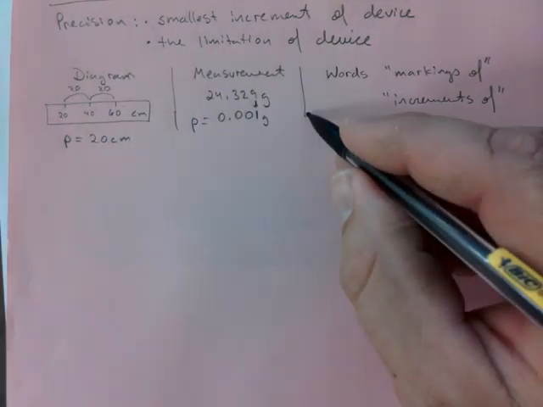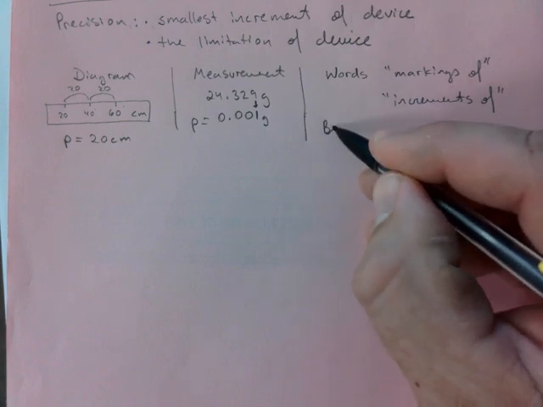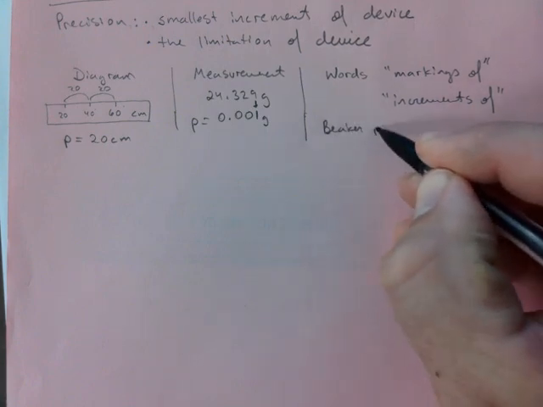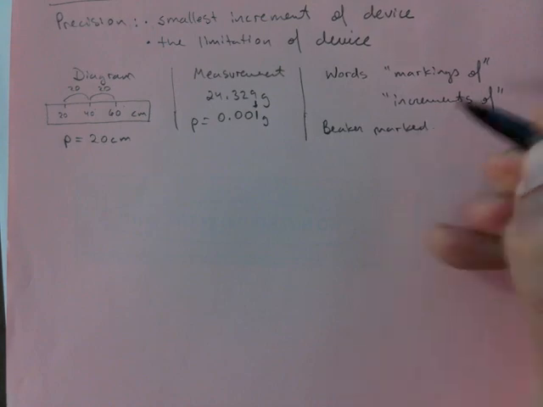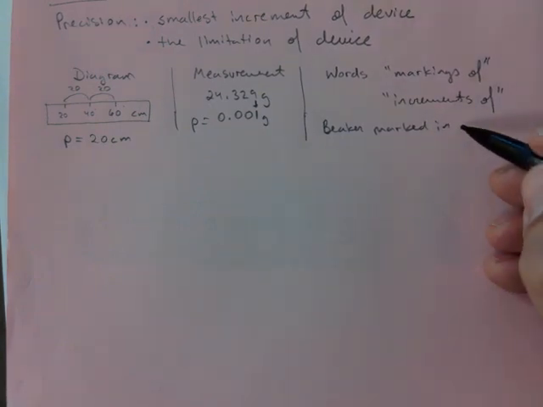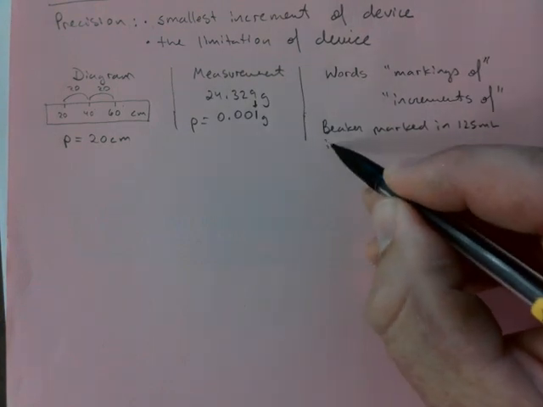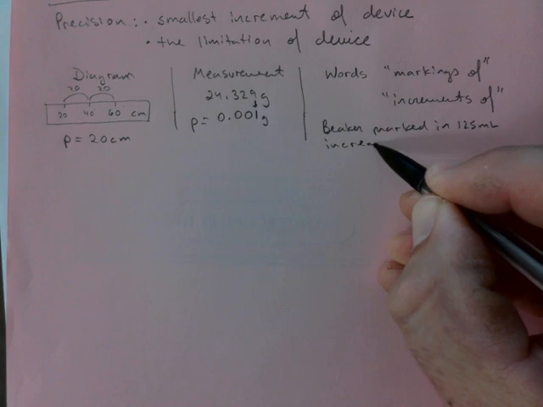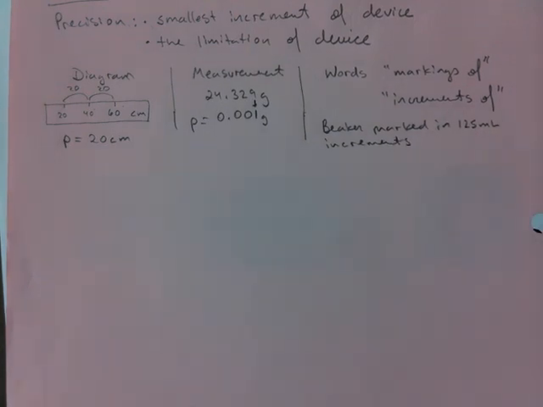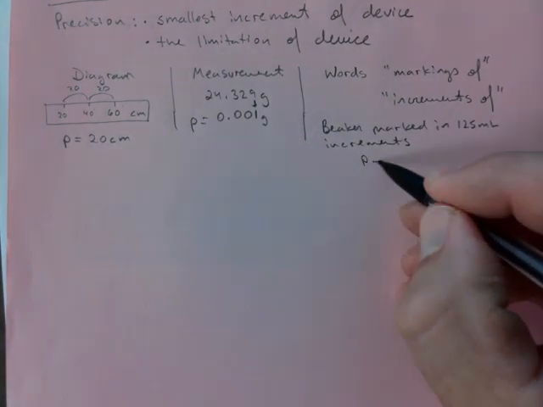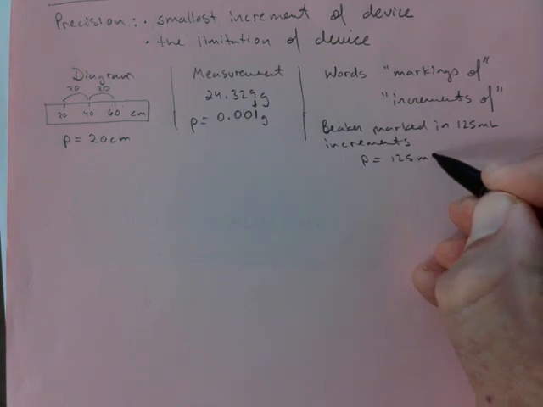And so I will say this, beaker marked in 125 ml increments. Oh, precision is 125. Thank you very much. That was easy.